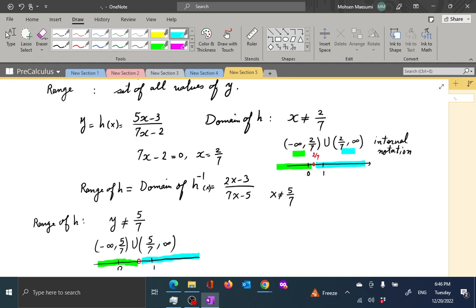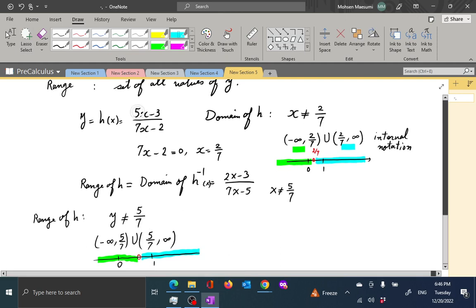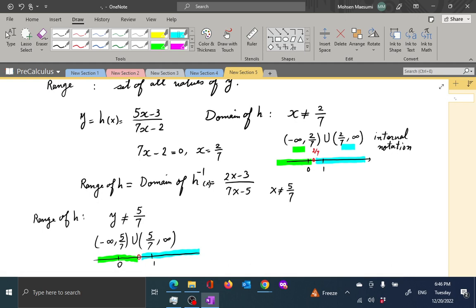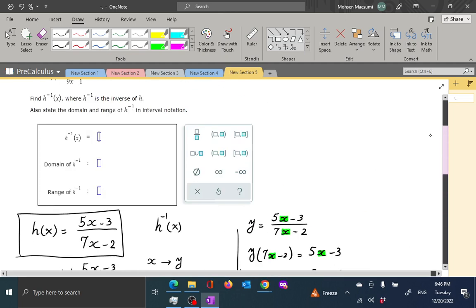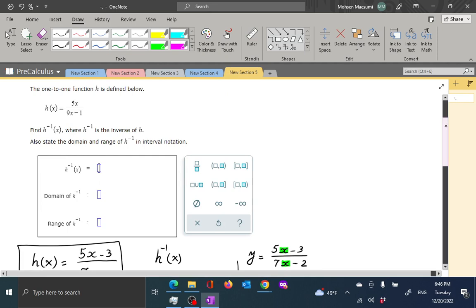Now an observant student notices that this 5/7 is exactly the number you see here, the ratio of the coefficient of x to the coefficient of y. That is exactly the number that is going to go missing from the range of our function. I'm going to explain that shortly, but let's look at the last stage of the problem. What does it ask from us? It is asking for the domain and range of H inverse.